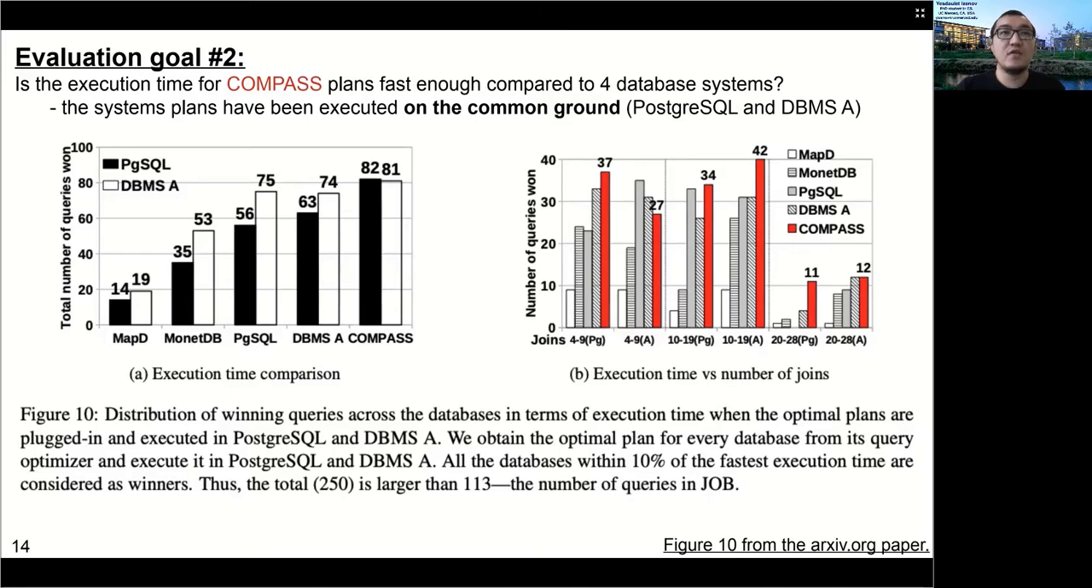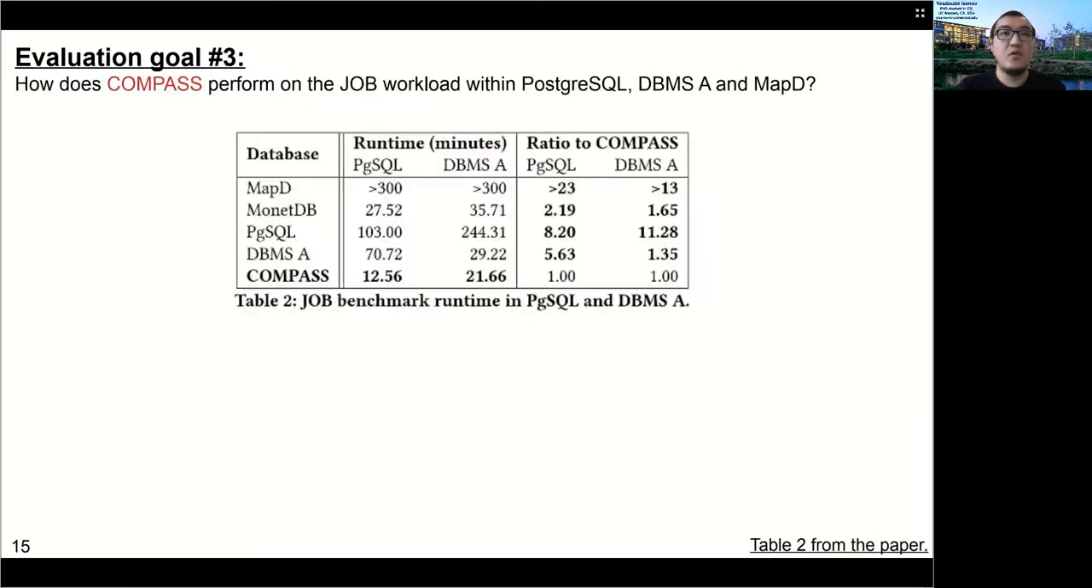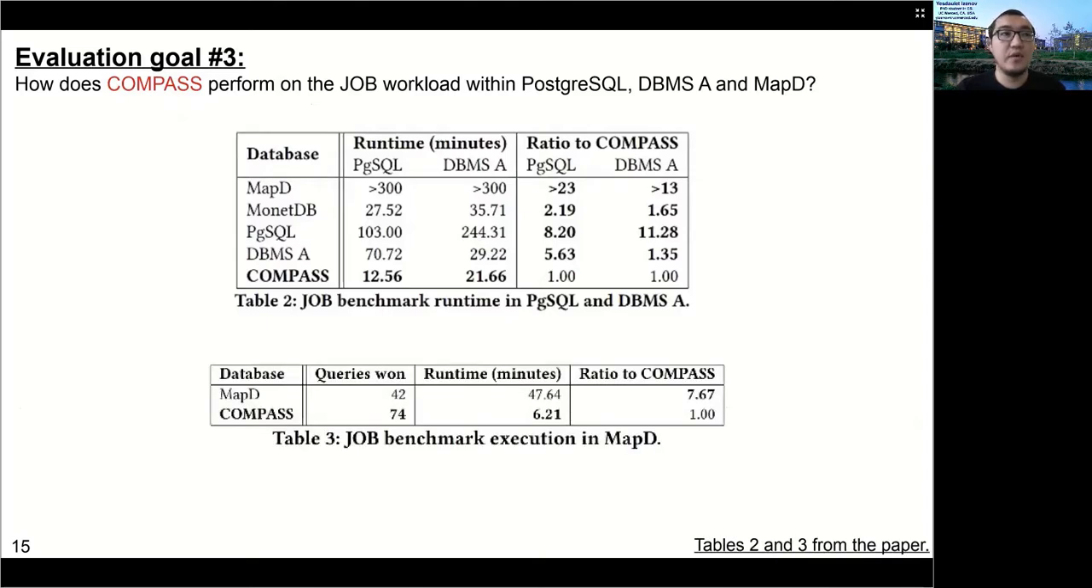Now let's see the overall workload performance of Compass. In the overall workload performance, Compass shows relatively the best total execution time compared to 4 other database systems. We also compared Compass with MapD's plans on MapD's own execution engine. In this scenario, Compass also showed significantly better results.